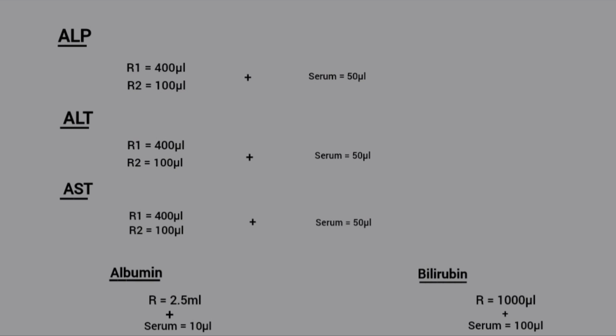For procedures of estimating these parameters, we follow the following criteria. For liver enzymes, we use 4:1 formula with the quantity of 50 microliter serum. For albumin, reagent is used in 2.5 ml with 10 microliter of serum. And for estimating the direct bilirubin, we have to use the reagent in 1000 microliter with 100 microliters of the taken specimen. Fasting of 10 to 12 hours is usually required for liver profile in order to get accuracy in the results.